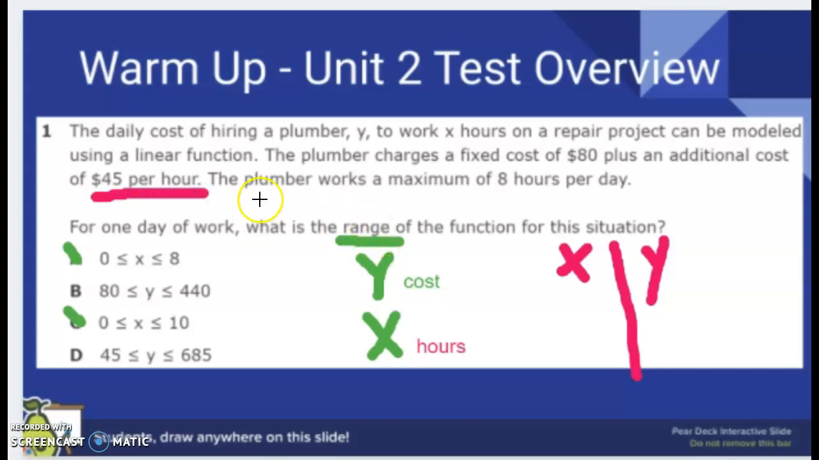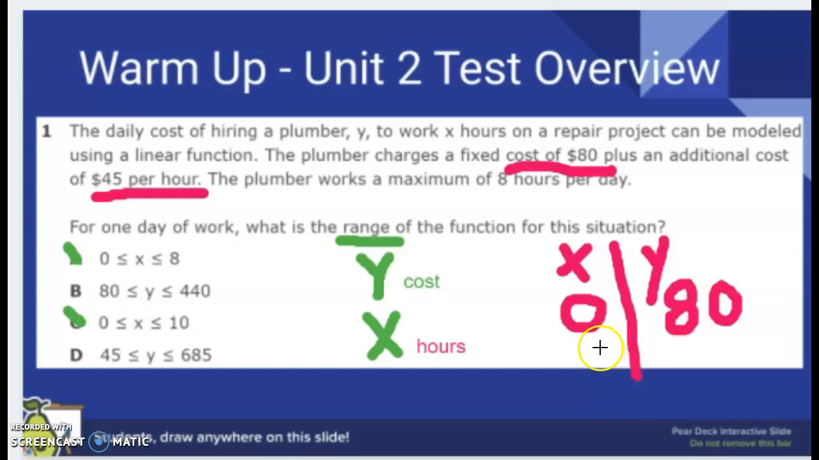Okay, then it tells me the fixed cost of $80 plus an additional cost of $45 per hour. Okay, the plumber works a maximum of 8 hours per day. So if he works 0 hours, he hasn't started working yet. The fixed cost of him just showing up is $80. That's the fixed amount. So before any hours have passed, he has already earned $80 just by showing up.